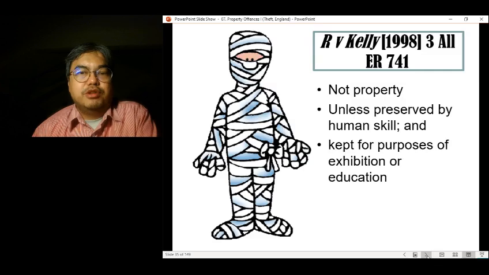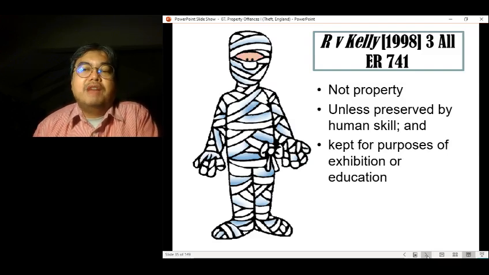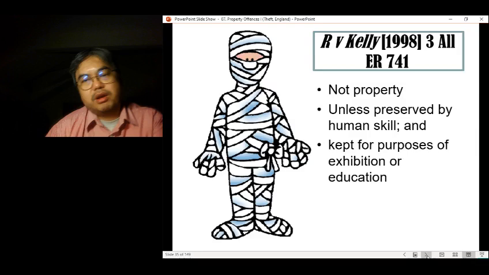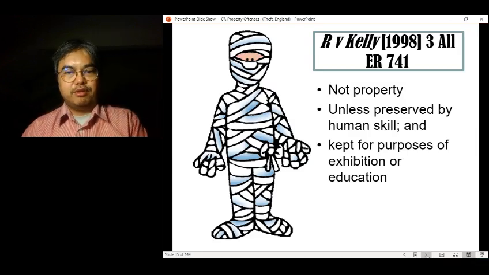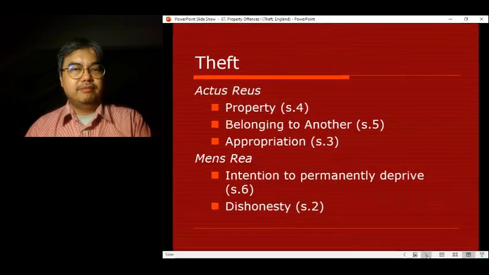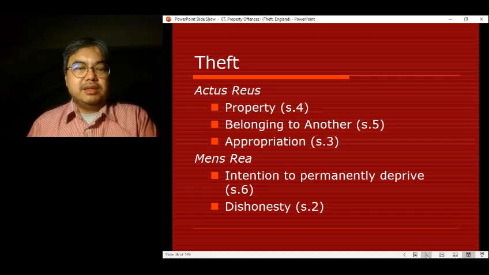The mummies in the British Museum have clearly been preserved by human skill, not by natural methods, and they are clearly kept there for purposes of exhibition, and to a certain extent, education also. So you go to some universities, you will see that there are some mummified bodies for students to learn. So it's been preserved by human skill and kept for purposes of education. Now, if you take those, then it can be considered to be theft because it's considered to be property under the Theft Act, section 4.